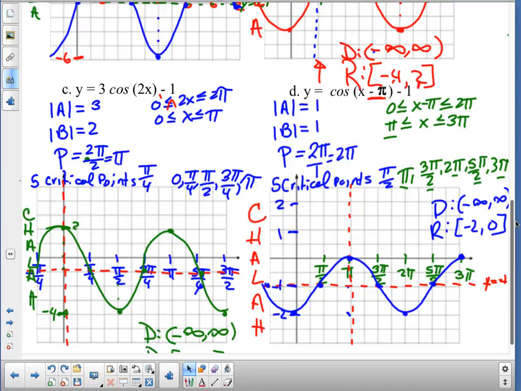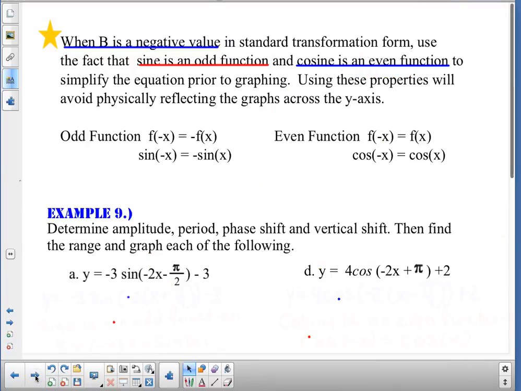Now, as we're going on with the next ones, keep in mind, not all of our B values are going to be positive. So let's learn about that. When B is a negative value in standard transformation form, use the fact that sine is an odd function.